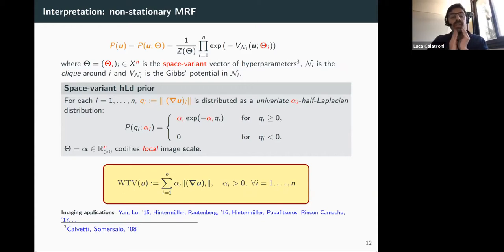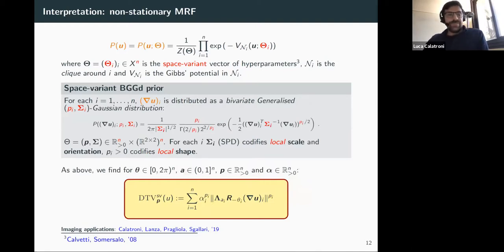Interestingly, weighted TV regularization models are nowadays used in several imaging applications, and they have been explored from different points of view. For instance, from the point of view of analysis in functional spaces, from the point of view of structures of solutions, and also applied to several imaging problems, where the idea is that for each point, of course, you can tune the amount of regularization that you get.